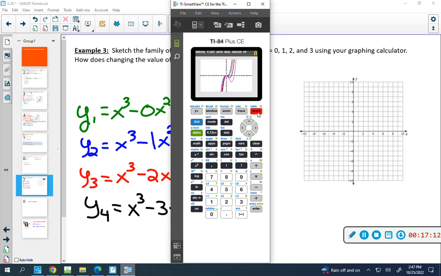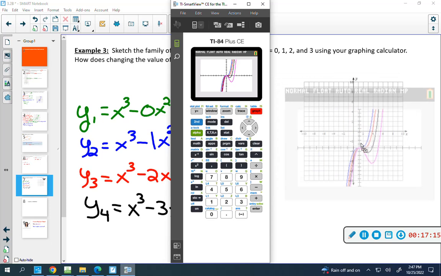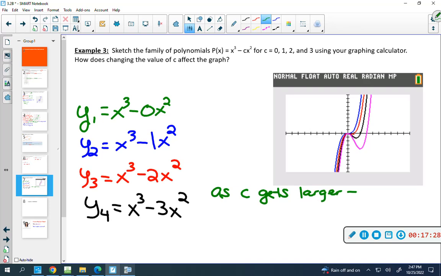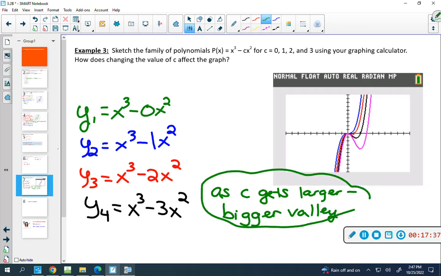Here's my graph there. Put the graph on for you. Okay, I'm going to say that as c gets larger, we have a bigger valley. So it's a bigger valley. I don't expect perfect sketches of the graphs, but just enough so you can kind of see it, so you don't have to get carried away. All right, any questions on that?